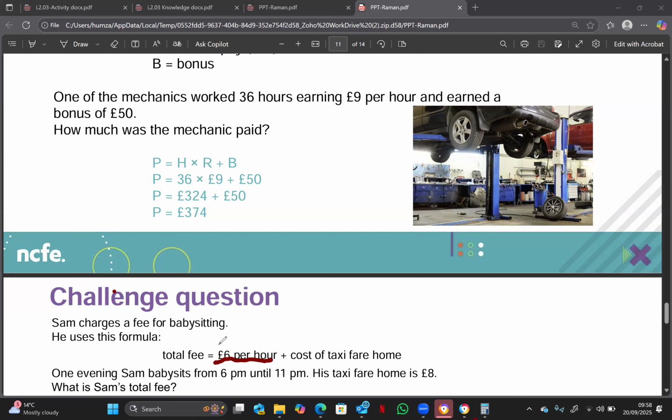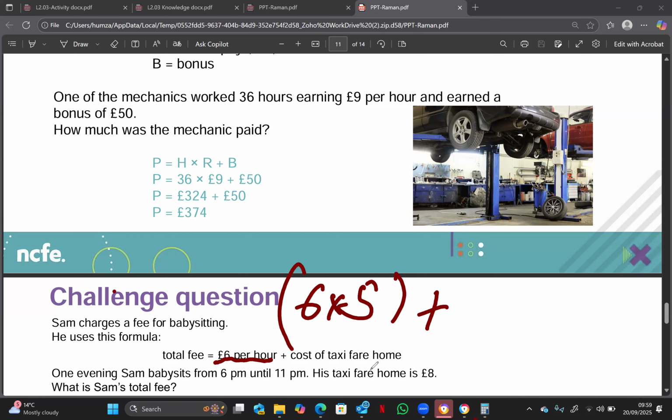From 6 to 11, 5 hours. 5 times 6 is, exactly. So what will we do? 5 times 6 is 30, I think. Yep. So we would do 6 times 5, add 30, then add the cost of taxi fare home. So what's the cost of taxi fare?